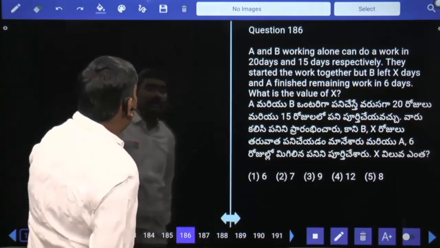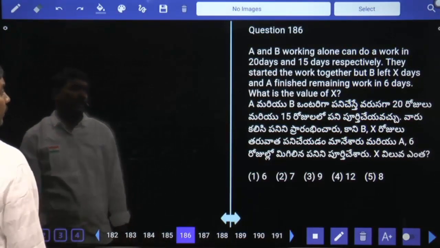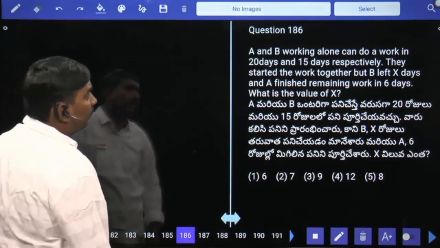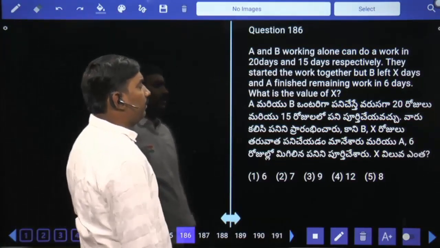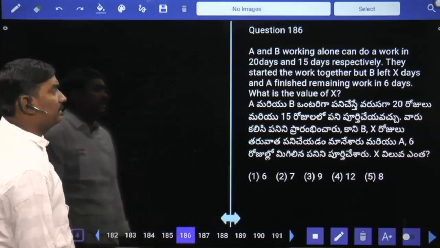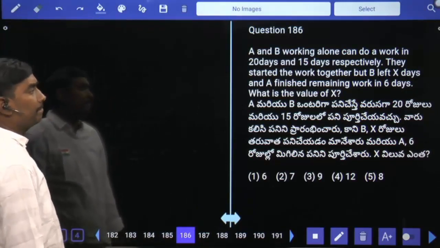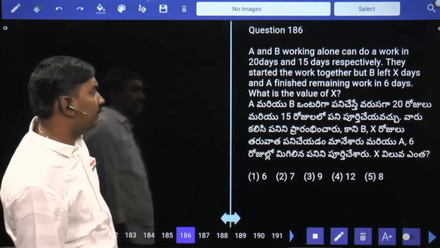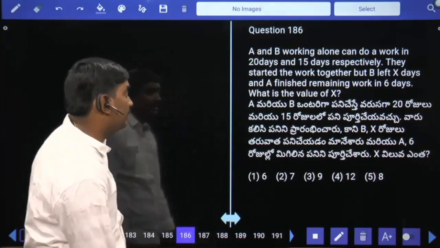Next. A and B working alone can do a work in 20 days and 15 days respectively. They started the work together, but B left after X days. A finished the remaining work in 6 days. What is the value of X?